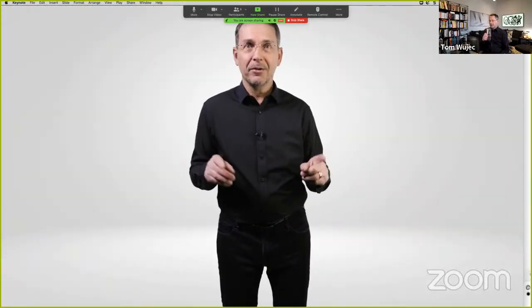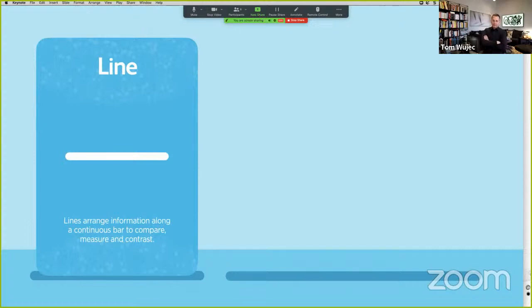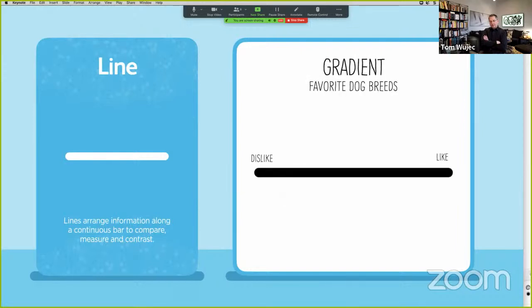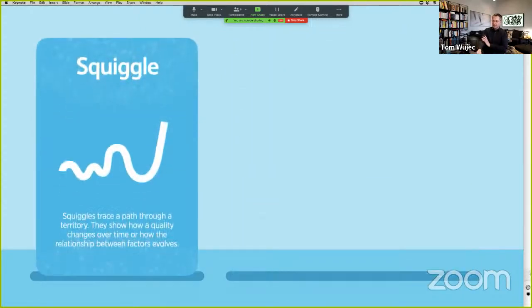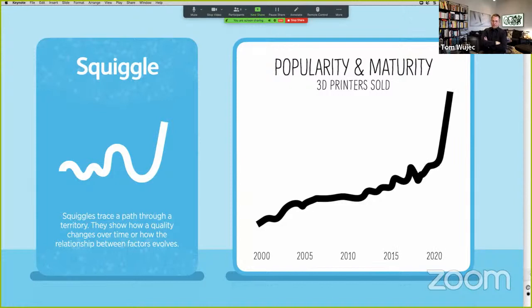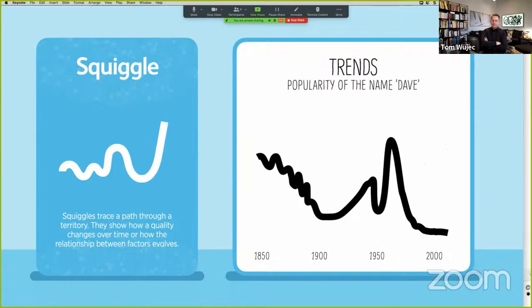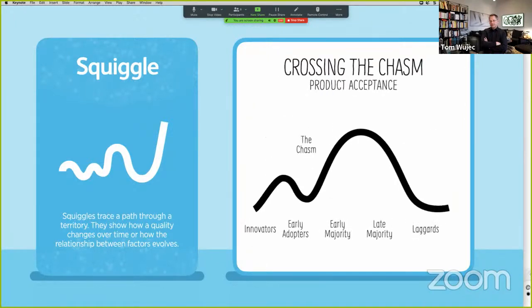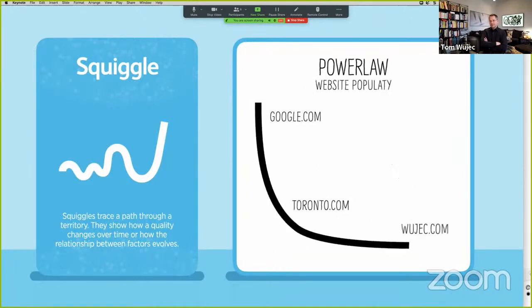So let's look at some simple diagrams. Use lines to arrange, sequence, and sort things. Lines allow you to place nodes. They could be objects, events, people, actions, concepts, whatever you need to illustrate along a linear scale and see their relationship along a single dimension. Squiggles or curvy lines chart the relationship between two factors, say between stock price and time, or product popularity and maturity. You can use them to plot trends, but you can also use them to plot information along a predetermined curve, such as a hype curve, a product chasm curve, or a power law curve.